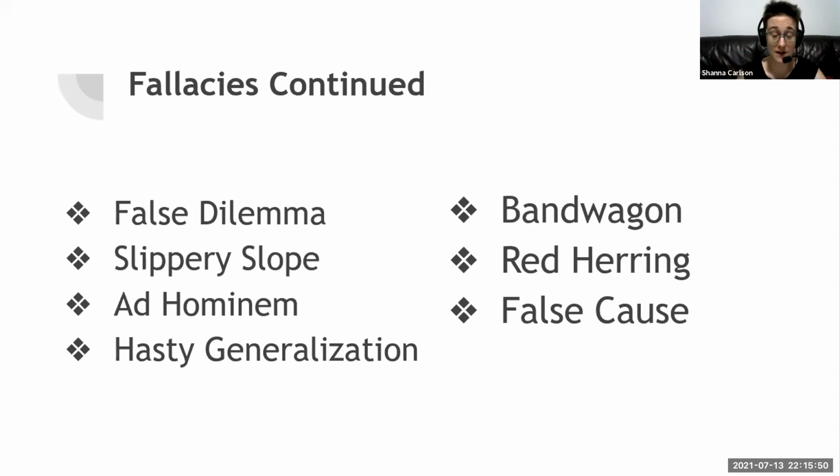Slippery slopes are very common. So something teeny tiny will lead to something gigantic. In policy debate, a joke is that everything leads to nuclear war. Does it really?